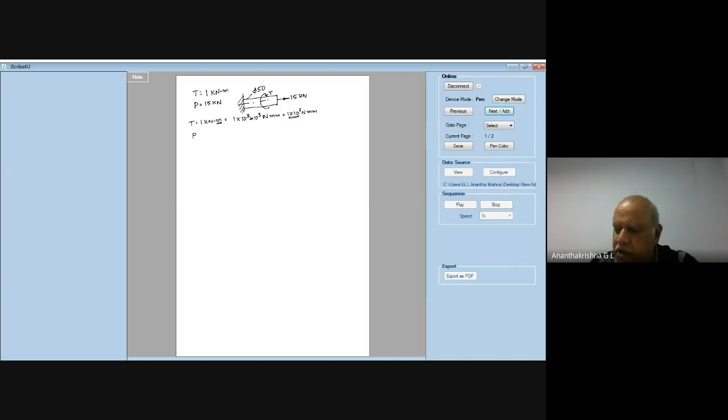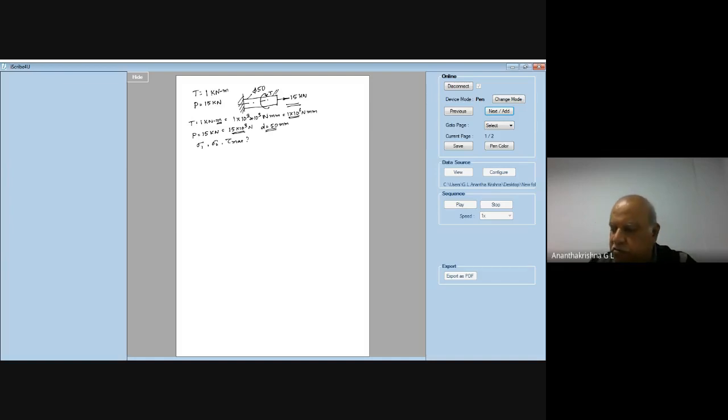Then it is also subjected to an axial load of 15 kilonewton, so convert this into Newton by multiplying by 10 power 3. That's the axial load. Diameter given is 50 millimeter. So it is subjected to a combined load of axial and torsional loads. We need to find sigma 1, sigma 2 and tau max. These are the principal stresses that we need to find out.